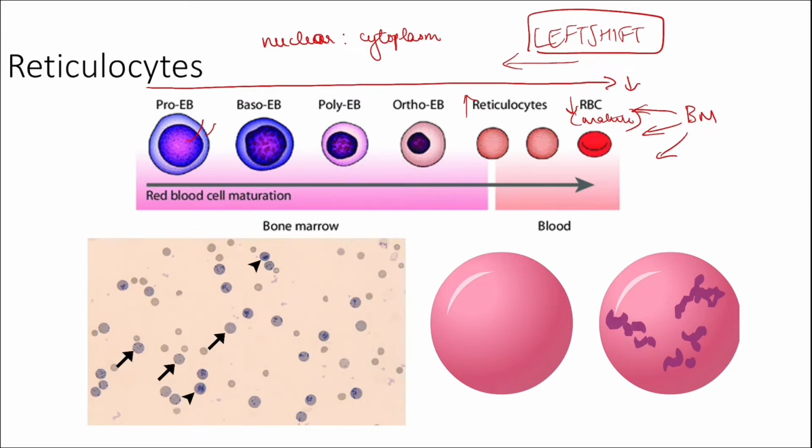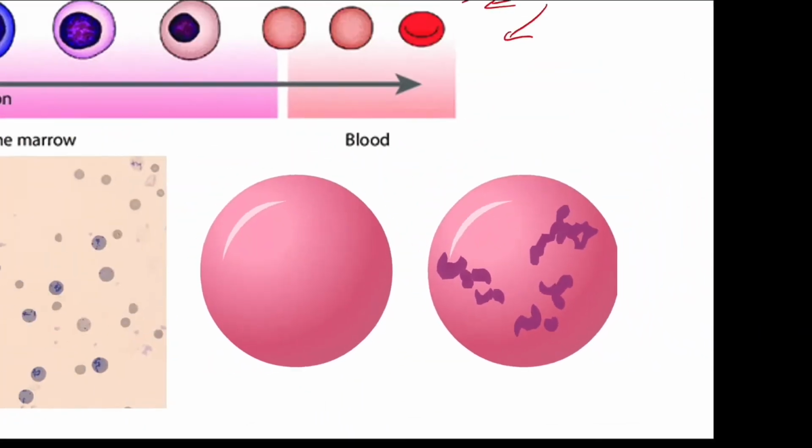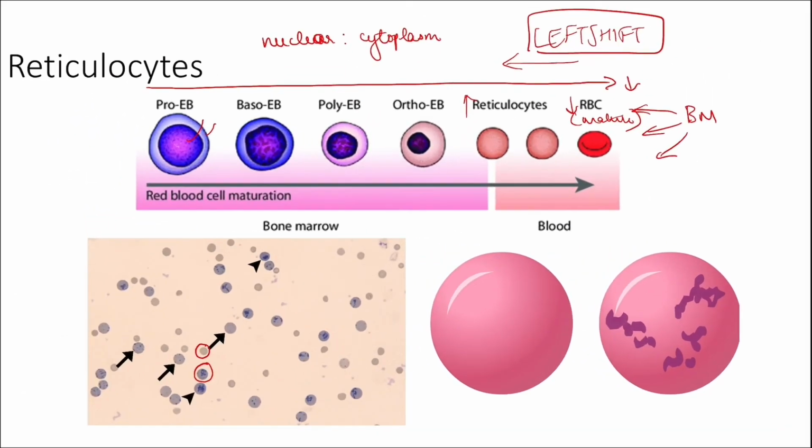This is what a reticulocyte looks like. As you can see, they are significantly larger than a red blood cell, and they definitely have some amount of bluish substance in their cytoplasm, and this obviously is RNA. And this is just a diagram, so obviously it's much larger as well.